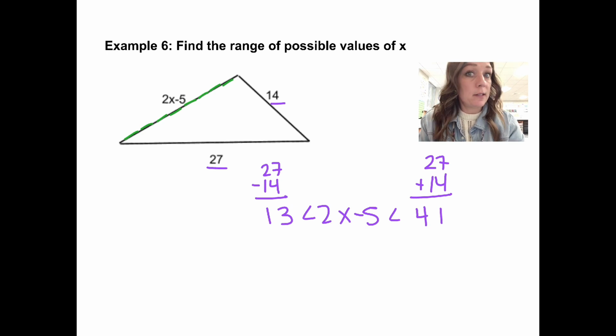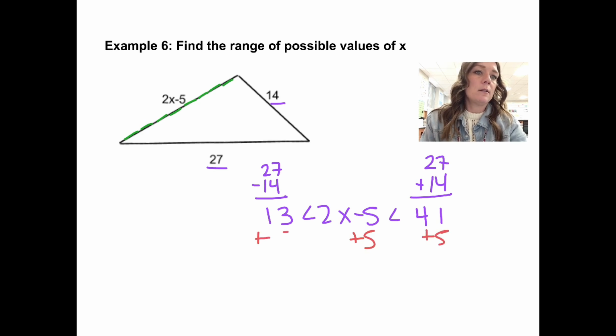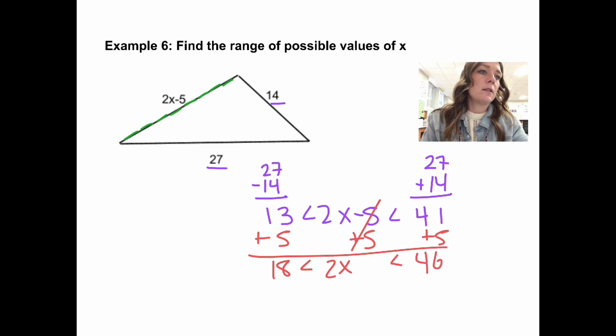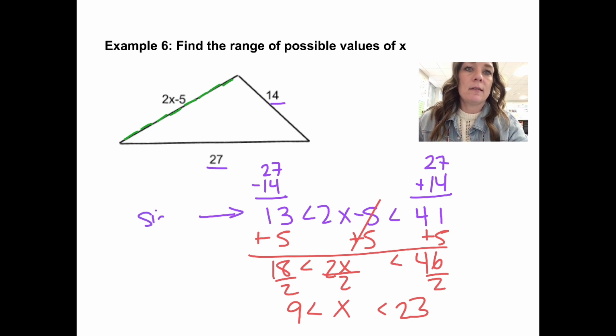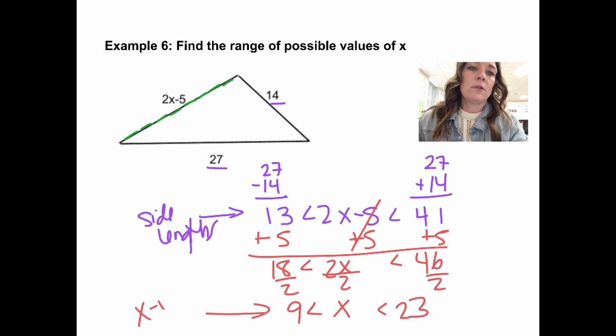Now we solve. Now this is algebra. Hopefully you guys remember solving these compound inequalities. We're gonna add 5 to all 3 sides. So we get 18 is less than 2x, which is less than 46. Divide by 2 on all 3 pieces. So we get 9 is less than x, which is less than 23. So the x value has to be between 9 and 23 in order to get the side lengths between 13 and 41. So this is your range for possible side lengths, and this is for x values.